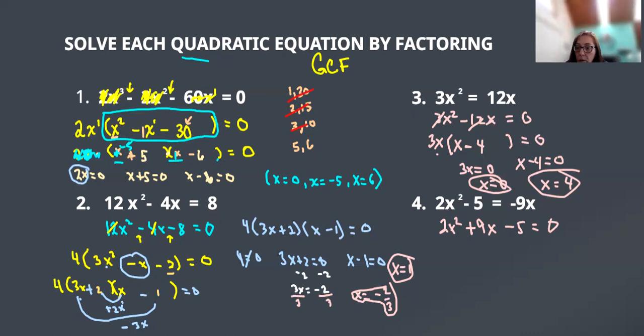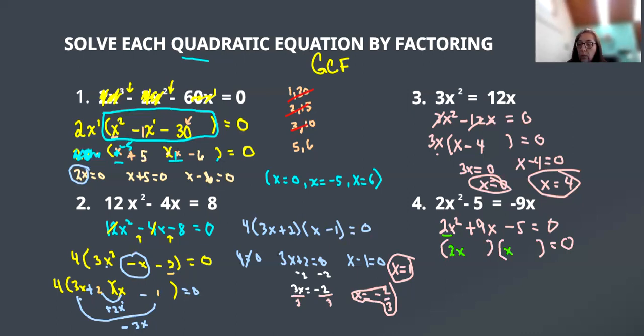equals 0. Now, we know the first 2 have to multiply to the first one. So we got 2x squared. So 2x times x is 2x squared. The back numbers have to be -5. The only thing that multiplies to 5 is 5 and 1.